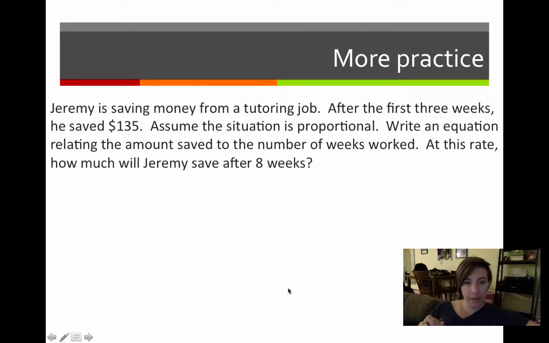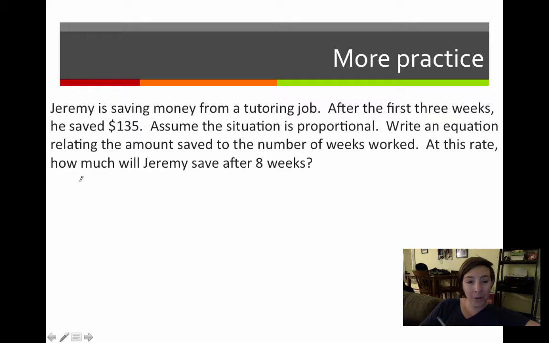And our final practice: Jeremy is saving money from a tutoring job. After the first 3 weeks, he saves $135. Assume the situation is proportional. Write an equation relating the amount saved to the number of weeks worked. At this rate, how much will Jeremy save after 8 weeks?